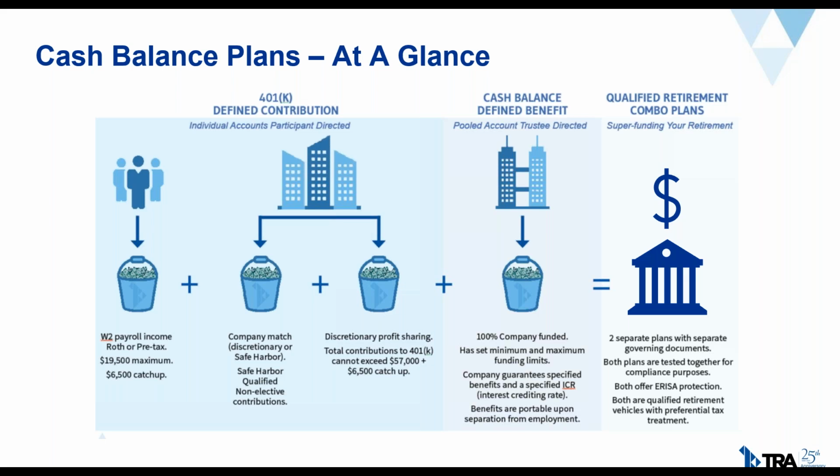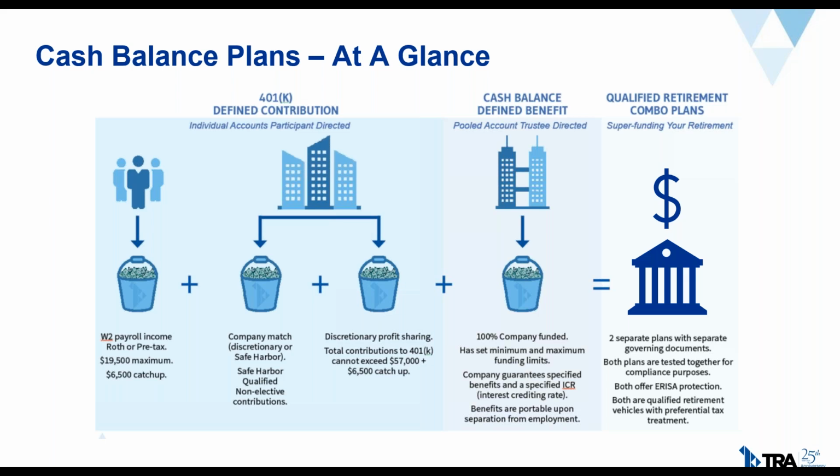Oddly enough, in many instances, we can add now the fourth bucket, a cash balance plan, and many times not have a huge impact on the amount of contributions that have to go to the non-owner staff. It varies widely depending on the circumstance, the census, the age of the employees and participants, the age of the owners, etc. But these are very important.